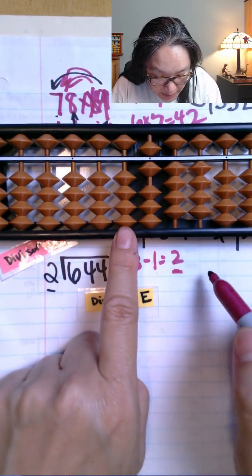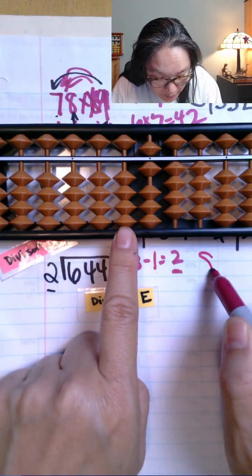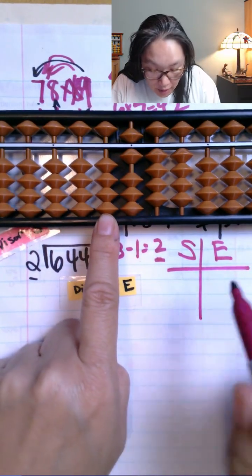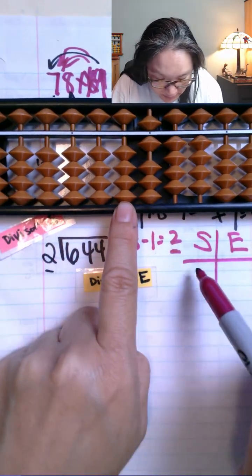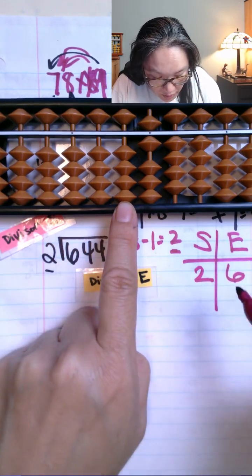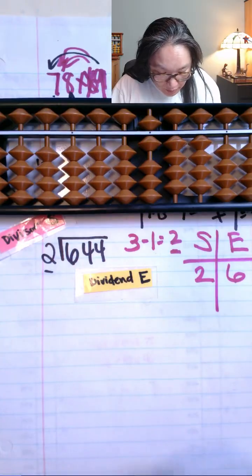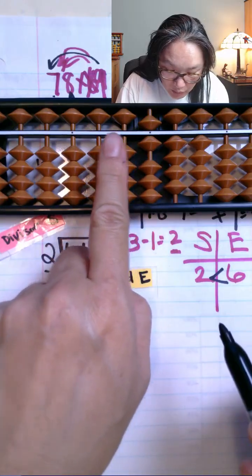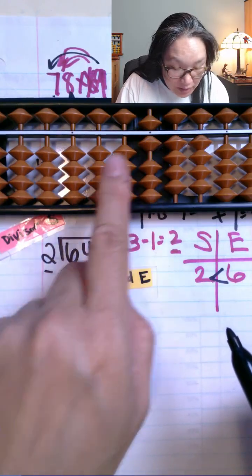Now the question is, who is bigger? We have our dividend or our divisor. Our dividend is 6. Our divisor is 2. So if our dividend is bigger, we only need to utilize one column. We skip one column and we subtract one column.